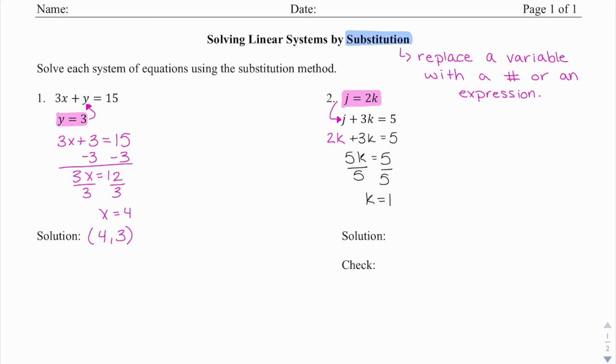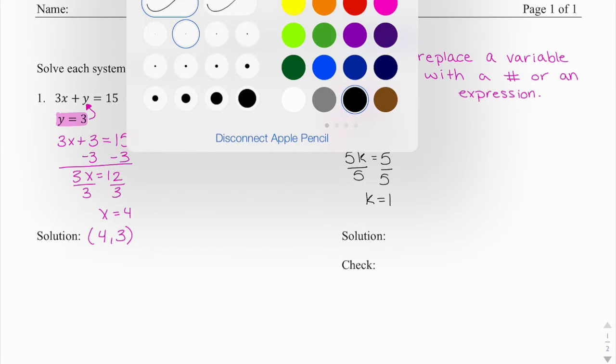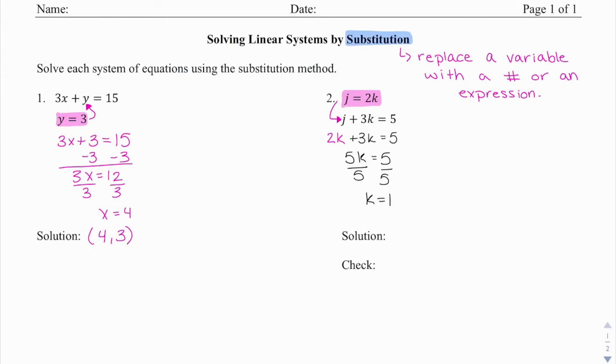I'm not done. Since I have k, I now need to find out what j is. So I substitute back into either equation. I'm going to pick the first one because it's already in the form of j equals. So I'm going to have j equals 2 times k, which is 1, so sub in 1. I get j equals 2. My solution in alphabetical order is 2, 1.